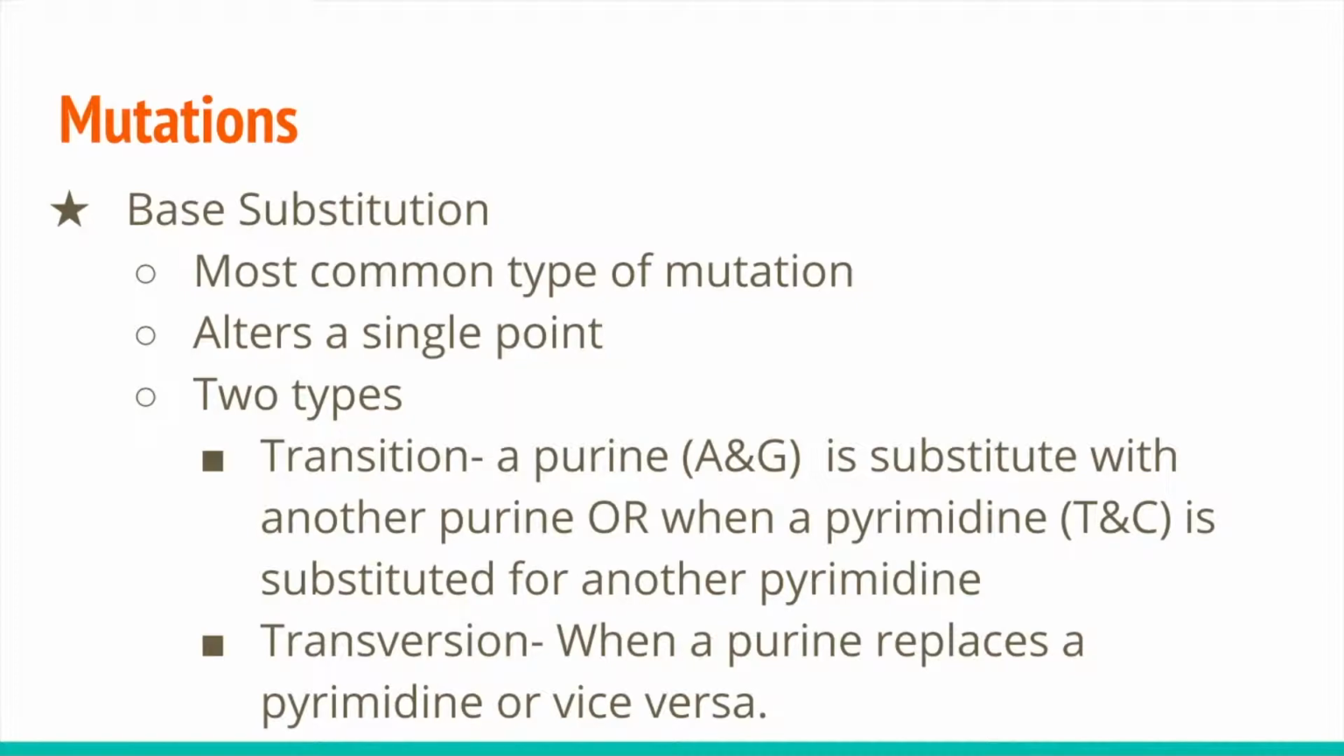Okay? Transversion is when a purine replaces a pyrimidine. So A or G will replace T or C, and vice versa, which means thymine and cytosine, or T and C, can replace adenine and guanine, A or G. Go ahead and pause now if you need to finish writing and restart when you're ready.